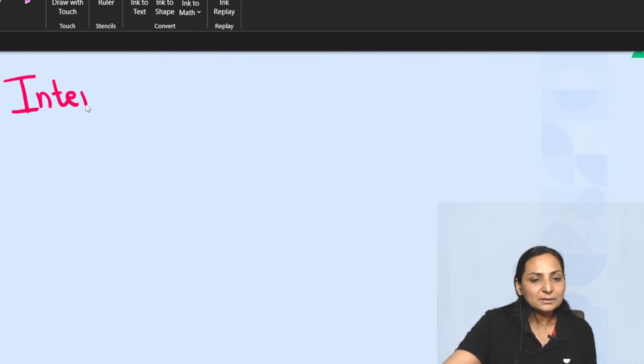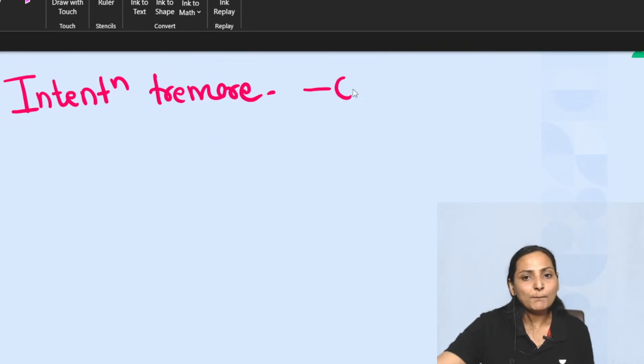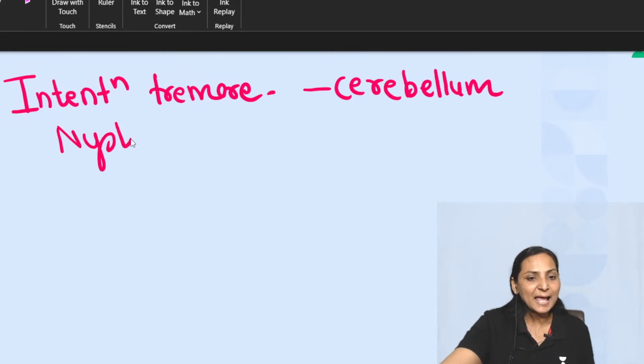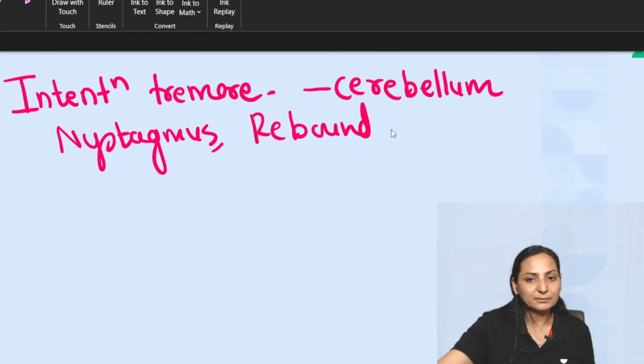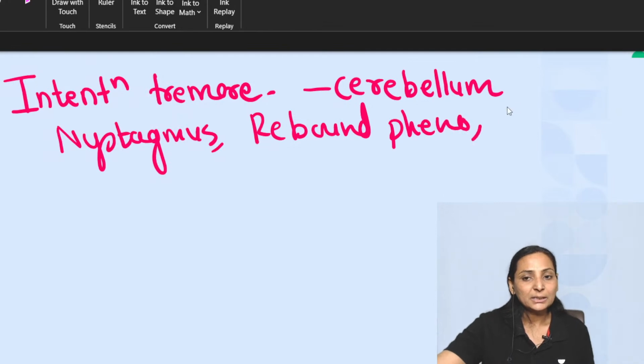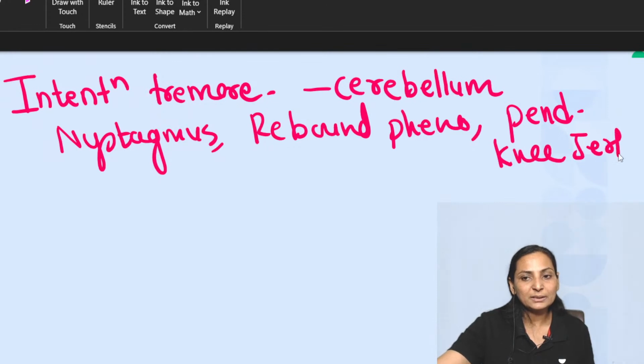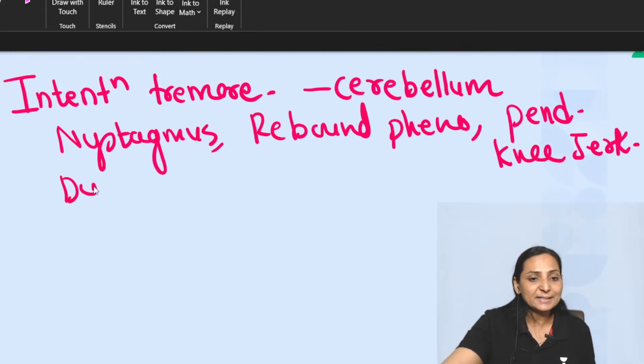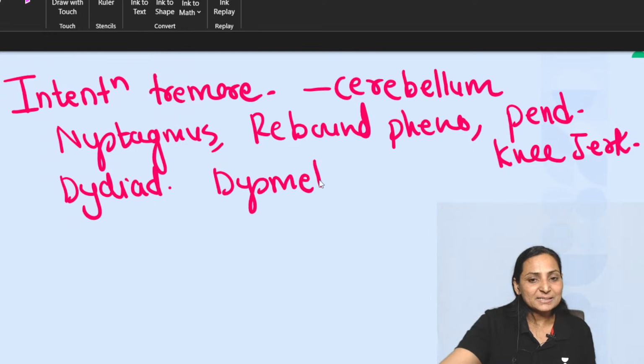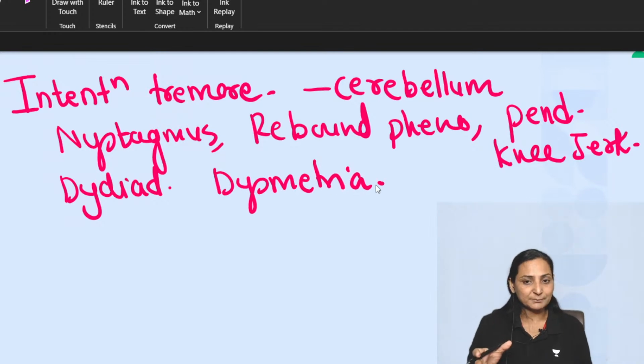On the other hand, intention tremors go more with the cerebellum. Other features of the cerebellum: nystagmus, a rebound phenomenon, you also get a pendular knee jerk, there is dysdiadokinesia, there is dysmetria, there is typically a loss of the synergism between the agonist and antagonist muscles.